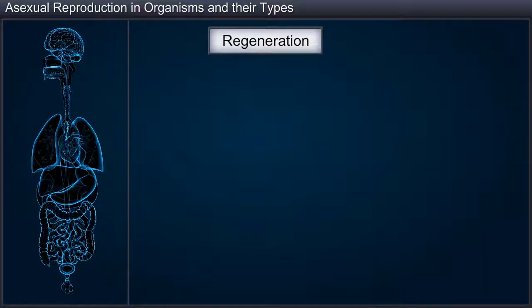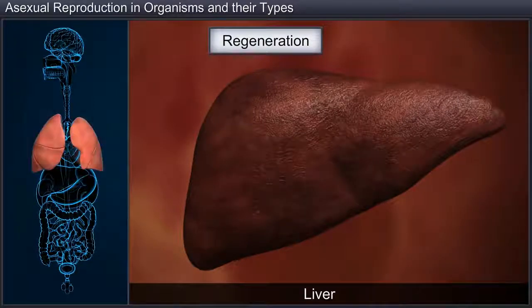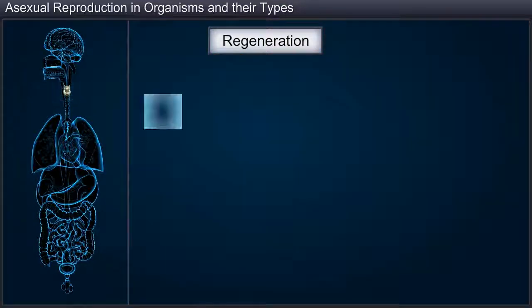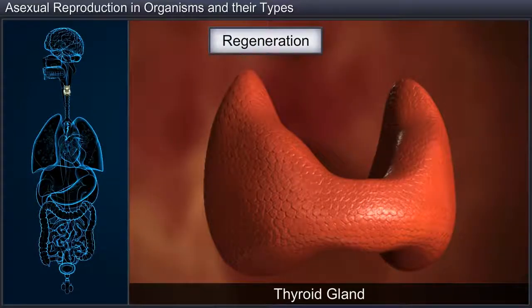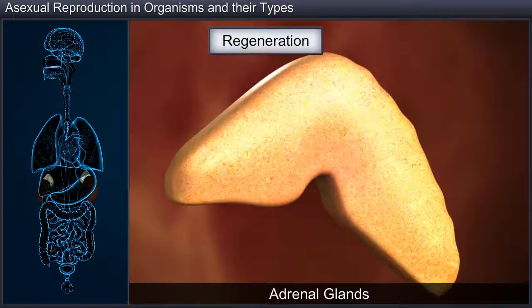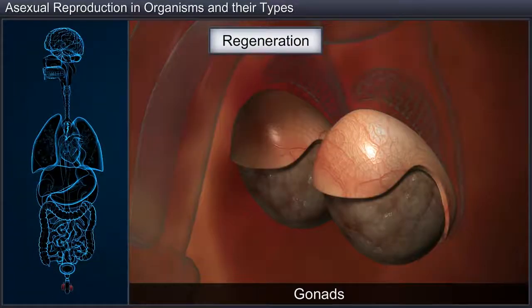For instance, organs like the liver, lungs, thyroid gland, pancreas, adrenal glands, and gonads possess the capacity to regenerate to varying degrees.